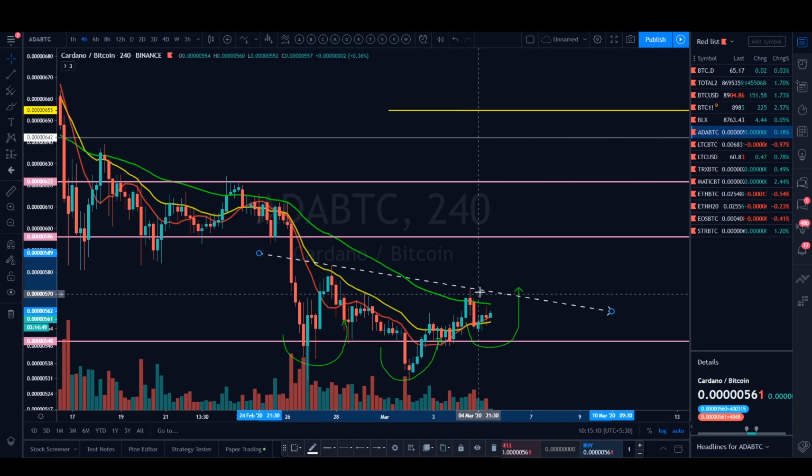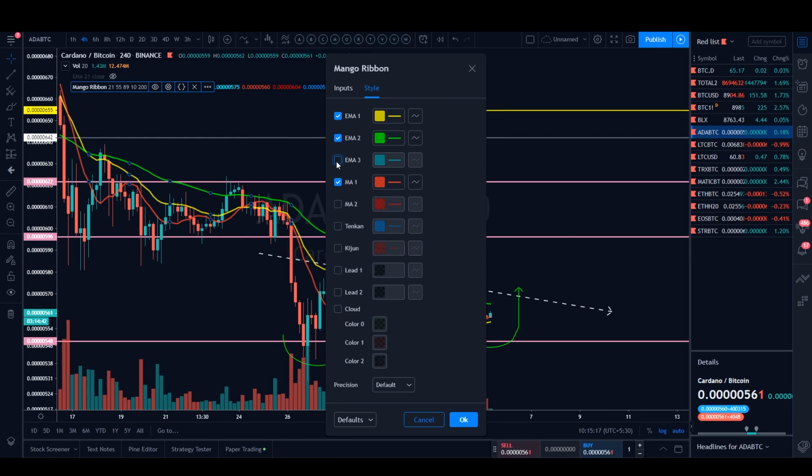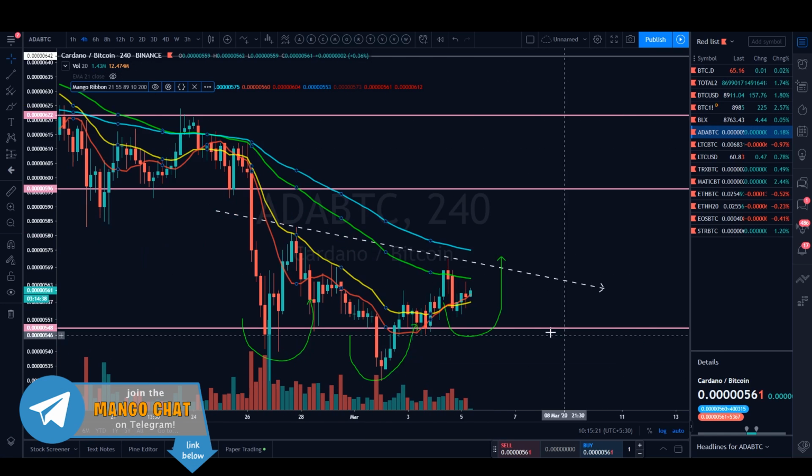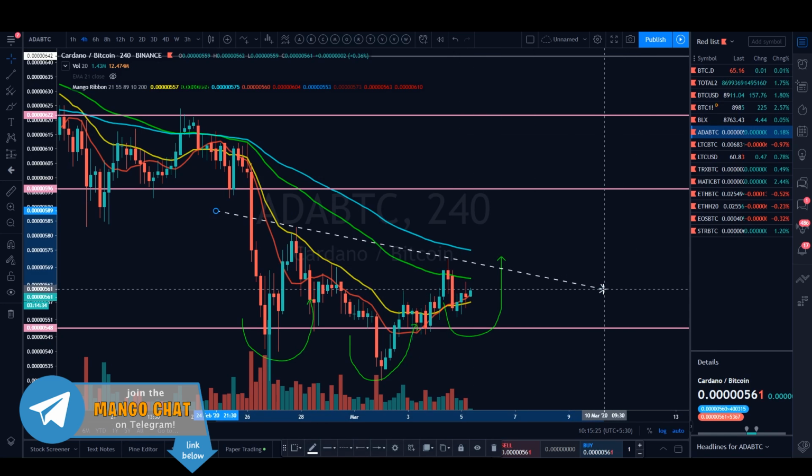Let's put on that ribbon to see if it lines up with anything there. So we have the 55. How about that 89? Okay, so nothing, no major EMA in line with the neckline right now, something to note, but I think that does have a bit of relevance.